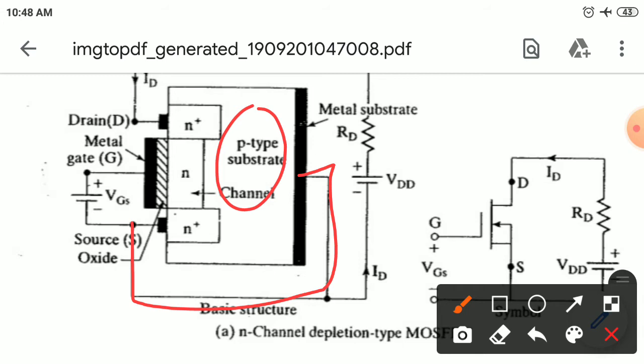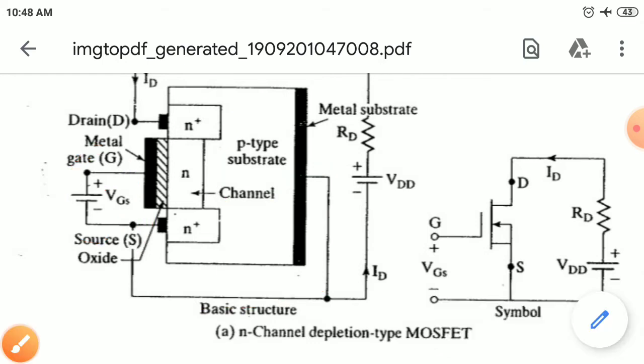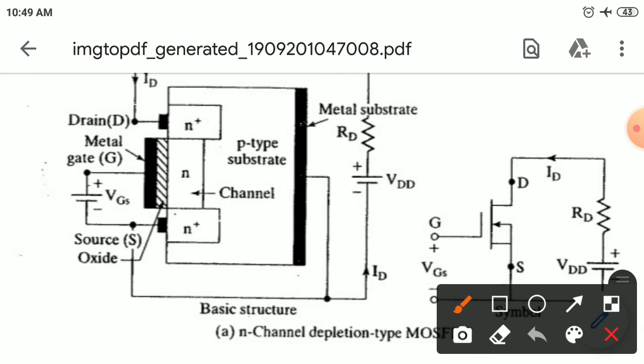Okay, the gate to source voltage is VGS. It could be either positive or negative. So if VGS is negative, what happens? Some of the electrons in the n channel area are repelled. So if it is negative, the electrons in the n channel area will repel and create the depletion region.